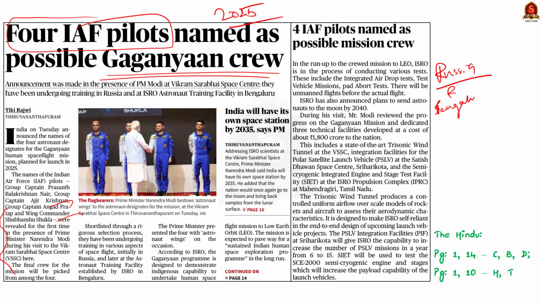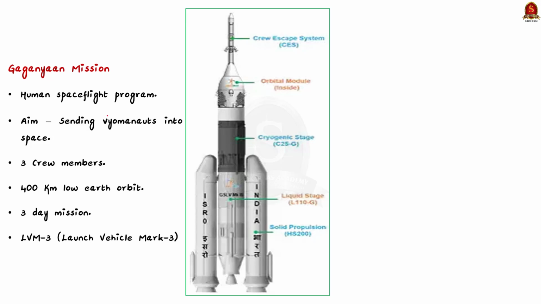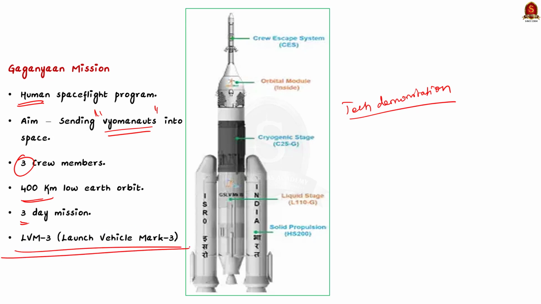In this context, let us see some important points about the Gaganyaan mission. The Gaganyaan mission is India's ambitious human spaceflight program. The mission aims at sending Indian astronauts, also known as Vyomnauts, into space. This is basically a technology demonstration mission. Through this mission, ISRO aims to demonstrate human spaceflight capability by launching a crew of 3 members to an orbit of 400 km for a 3-day mission and bringing them back safely to the Earth. LVM-3, that is Launch Vehicle Mark III, will be used to launch the Gaganyaan mission.